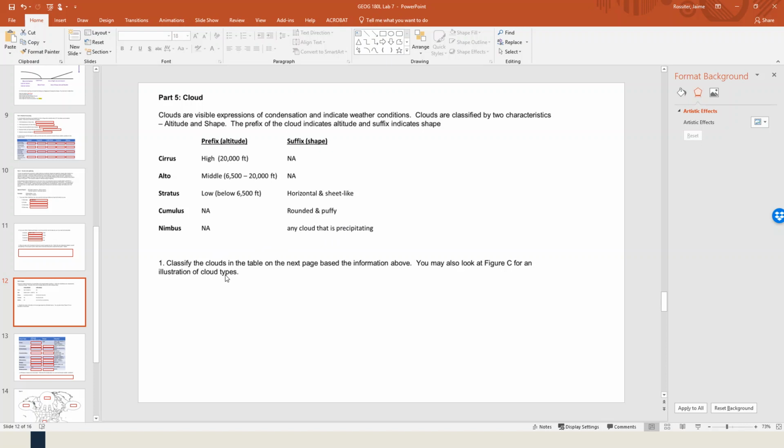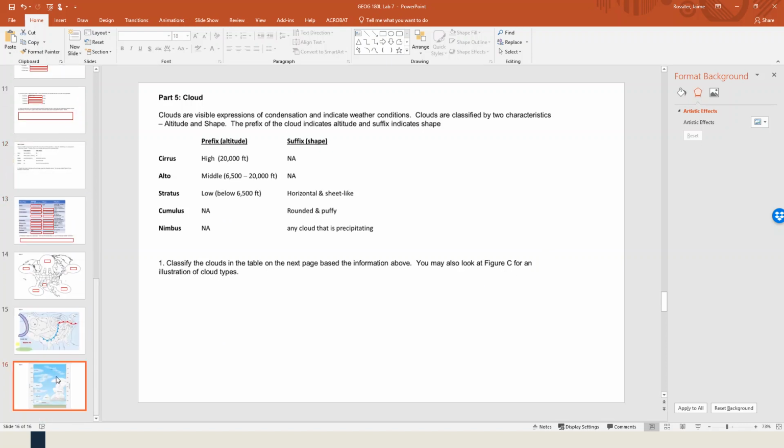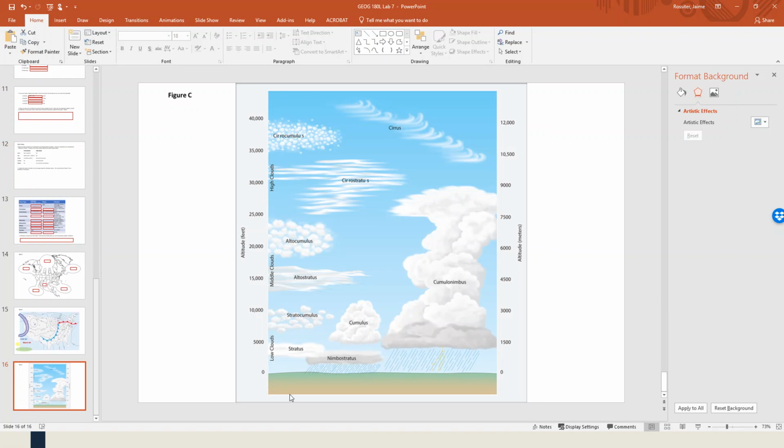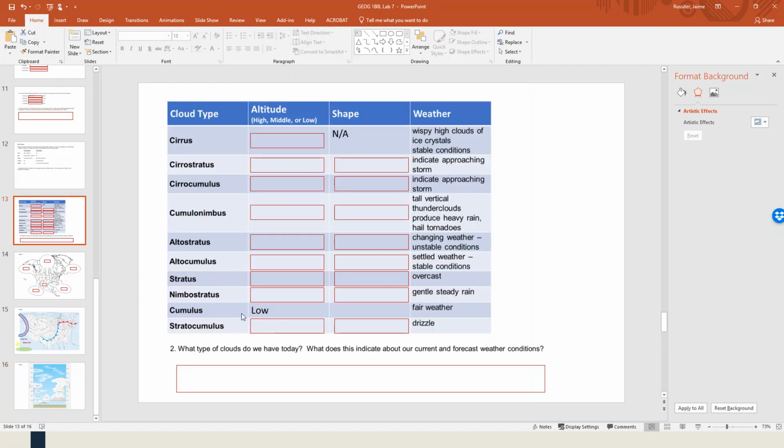So on the next page, it says to classify the clouds in the table on the next page based upon the information above. And you can also look at figure C for an illustration of cloud types. We also have this nice cloud illustration to tell you kind of what it looks like. But again, cumulus clouds are rising air. So their bottoms are at a low elevation. So I filled that one in here for you that says low. These are your weather conditions right here that happens with each cloud.